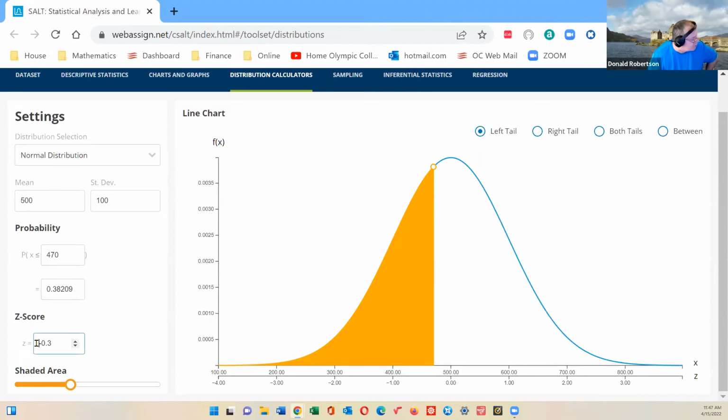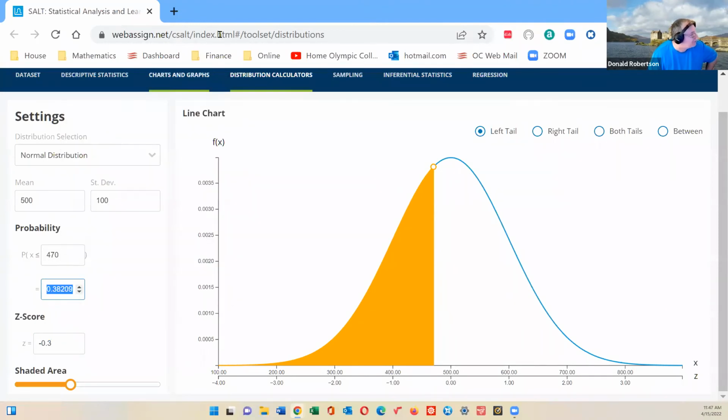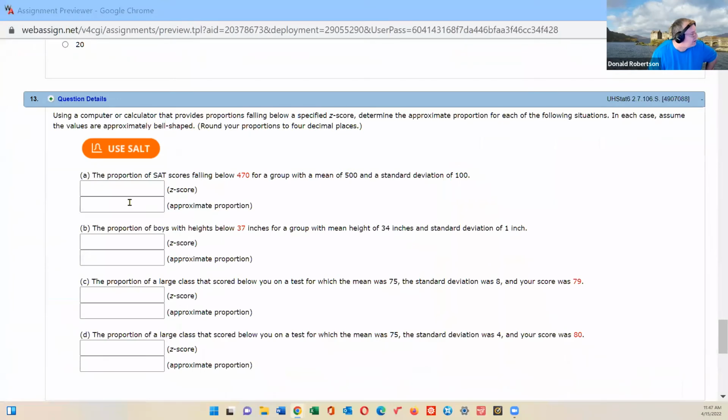Well, the z-score for that is -0.3 and the proportion is about 38%. So if I just copy that, there's my proportion. Now, since they want the answer to 4 decimal places, right, so about 38% of the people who take the SAT will get a score 470 or less.